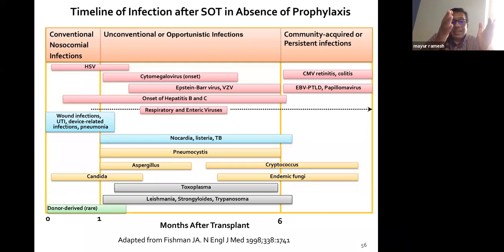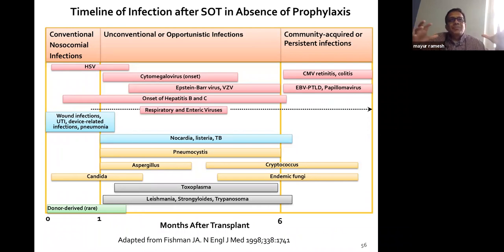In the first month of solid organ transplant, just like any patient who undergoes surgery, you're looking at surgical infections, such as wound infections, UTI, device infections, pneumonia, or C. diff infections. That's the bacterial stuff you're looking at in blue. Occasionally you can get HSV reactivation, or reactivation of hepatitis B or C viruses on the viral side. What you don't want to miss is donor-derived infection.